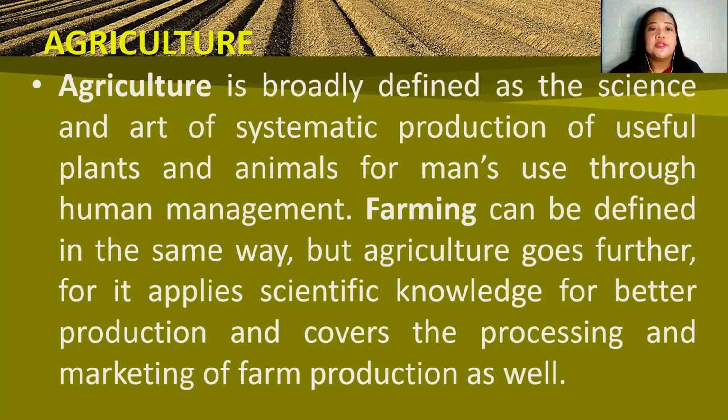So agriculture is broadly defined as the science and art of the systematic production of useful plants and animals for man's use through human management. Farming can be defined in the same way, but agriculture goes further, for it applies scientific knowledge for better production and covers the processing and marketing of farm production as well.